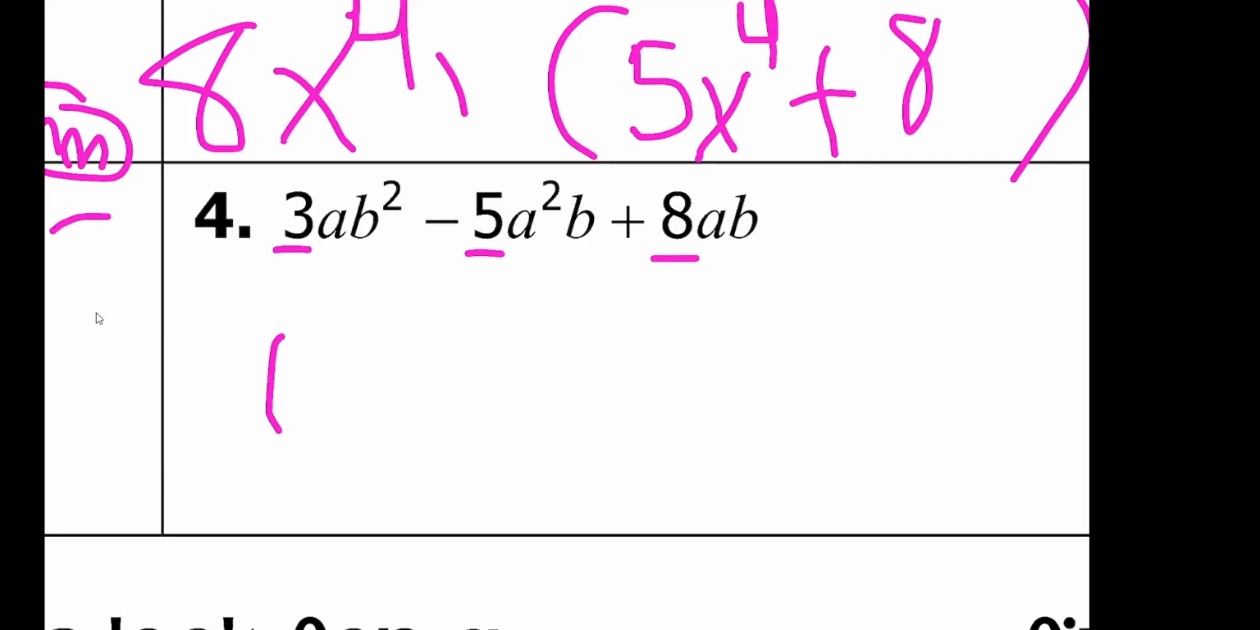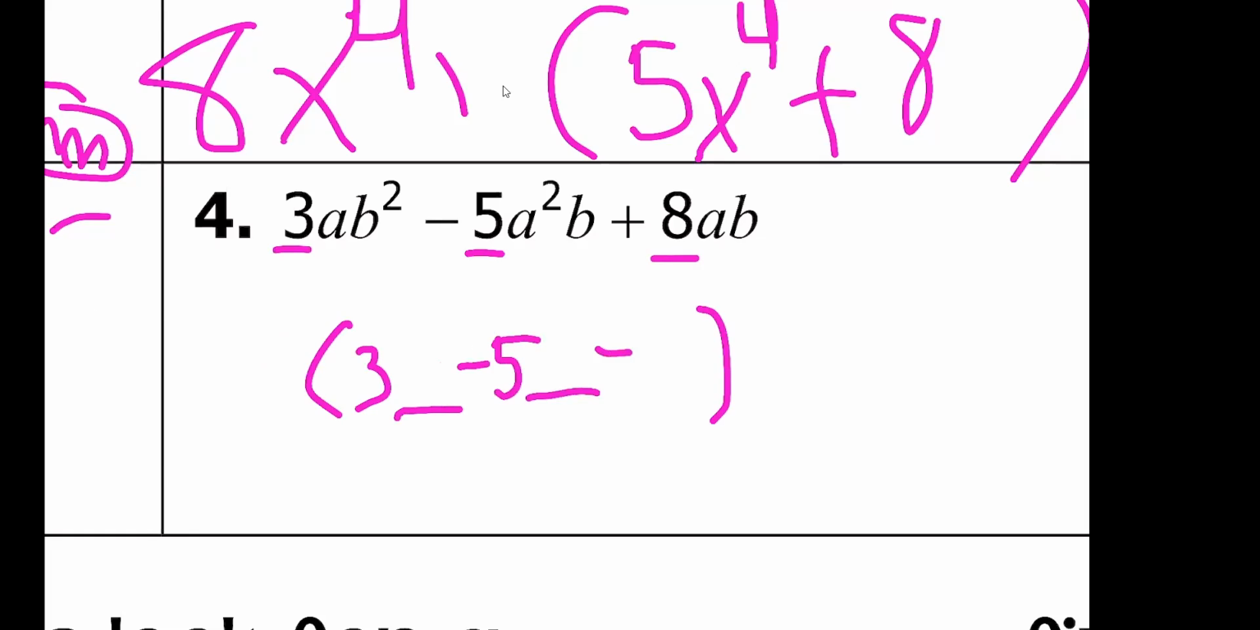If you want, I don't know if it's helpful to do this, but we would just have a 3, I'll leave a little bit of space, minus 5, and plus 8. I'm going to make sure I leave enough space. I'm just going to leave a spot. I'm going to delete that. Oops.